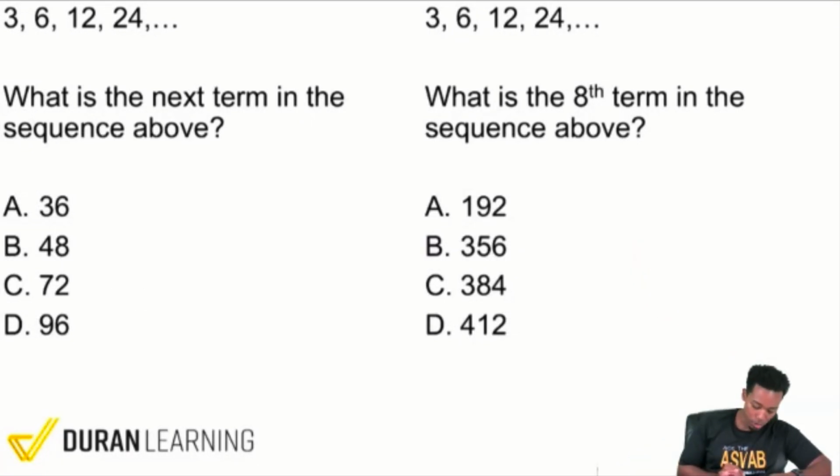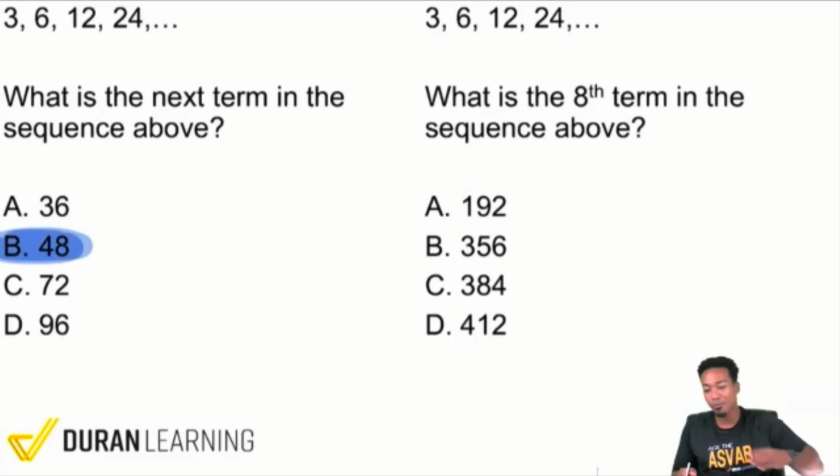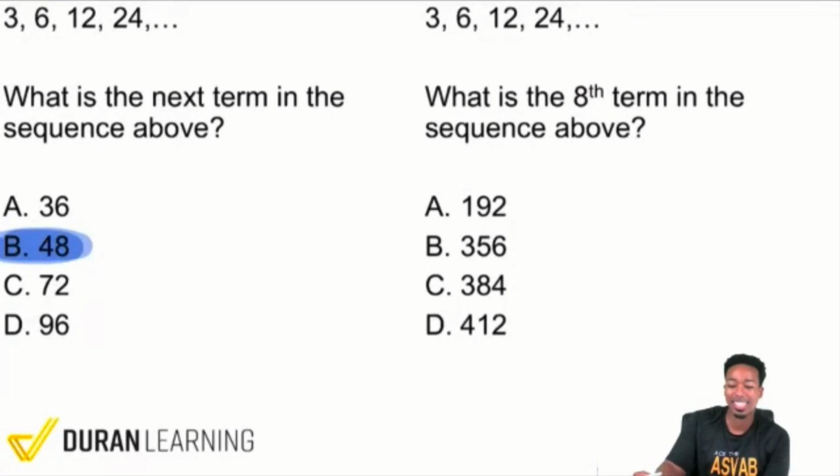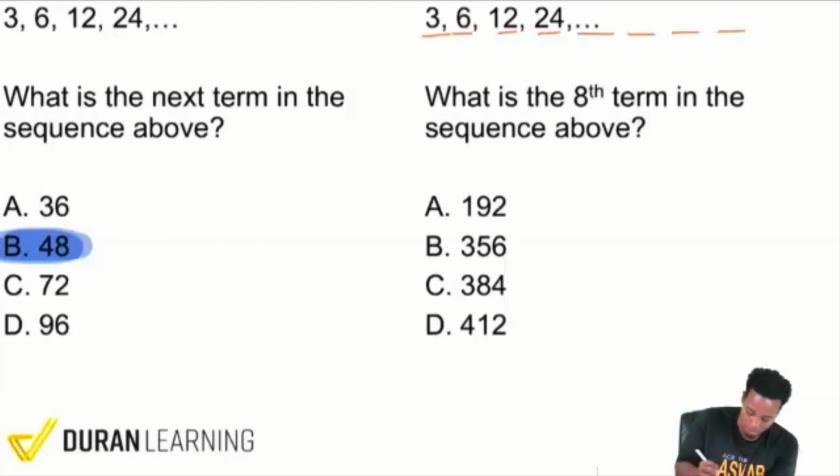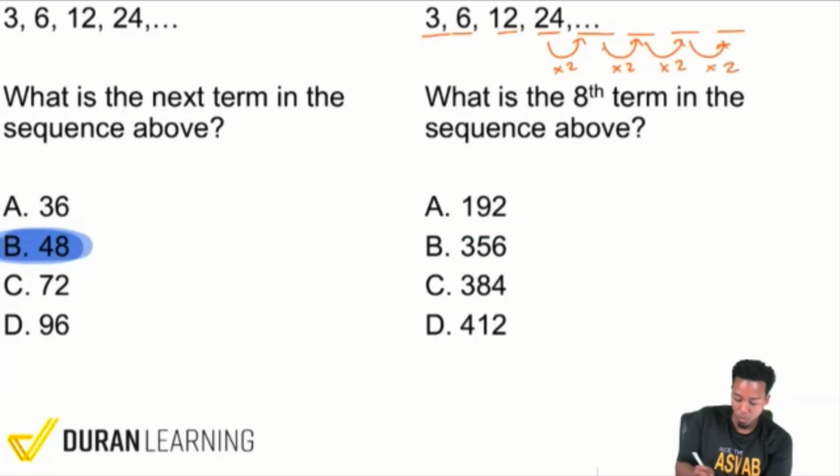For the first one here, the answer will be B, 48. And then with the second one, I'm going to briefly just share with you how you can do it. 1, 2, 3, 4. You're trying to get to number 8. So 5, 6, 7, 8. The pattern here is multiply by 2. Again, this is a quick solution. But notice that to go from one term to the next, you are multiplying by 2.